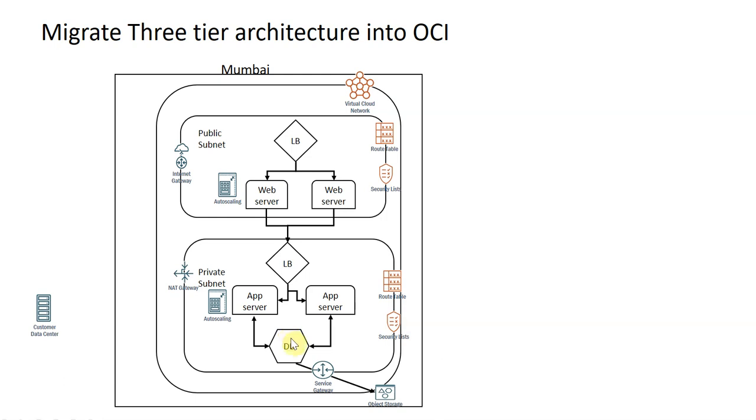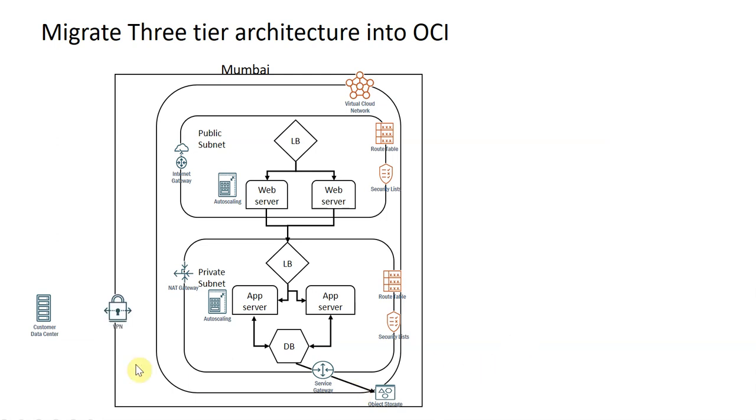So here we have the database and its backup going to be stored in the object storage, which is a public storage. So the backup has to be encrypted. My backup has to be secure. That's where the service gateway comes into the picture. When the DB accesses the object storage, it's going to happen over a private channel.